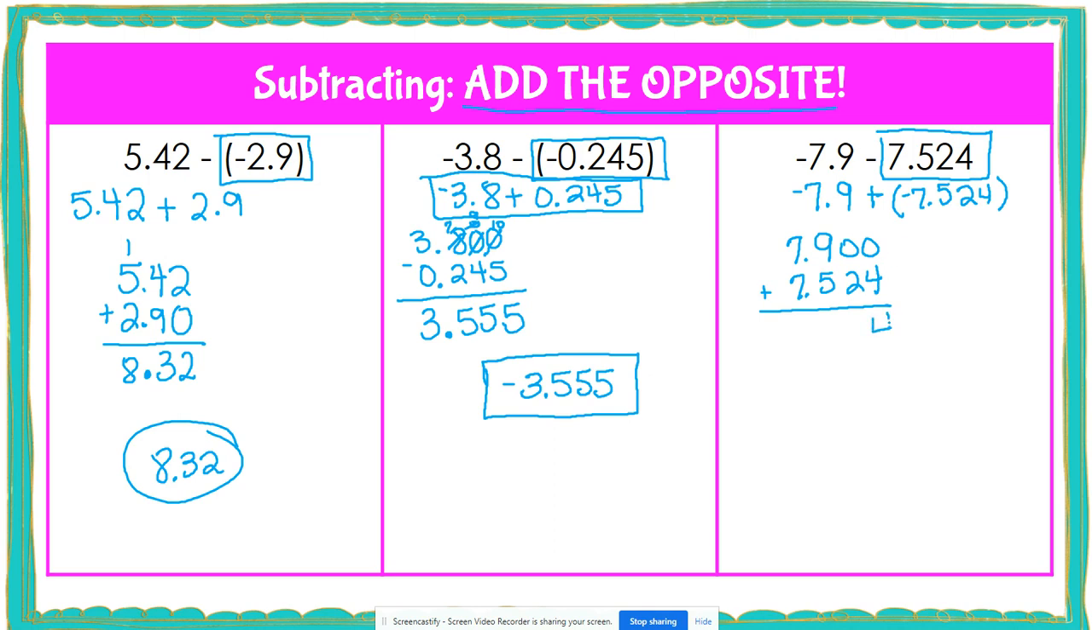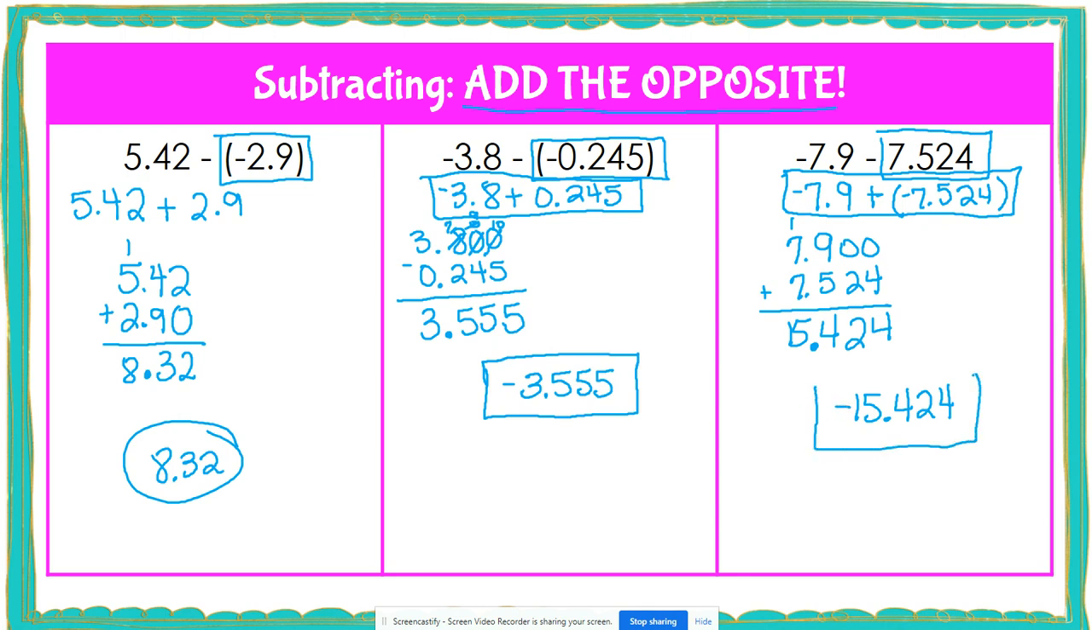0 plus 4 is 4. 0 plus 2 is 2. 9 plus 5 is 14, so I write my 4 and carry my 1. I also bring down my decimal. 1 plus 7 is 8, and 8 plus 7 is 15. So when I add these, I get 15.424. But that was just adding the absolute values. I need to go back to my problem, which was adding like signs. I know that when I add with like signs, I add the absolute values, which is what I did, and then I keep the sign. So I need to keep the negative sign on my answer here.